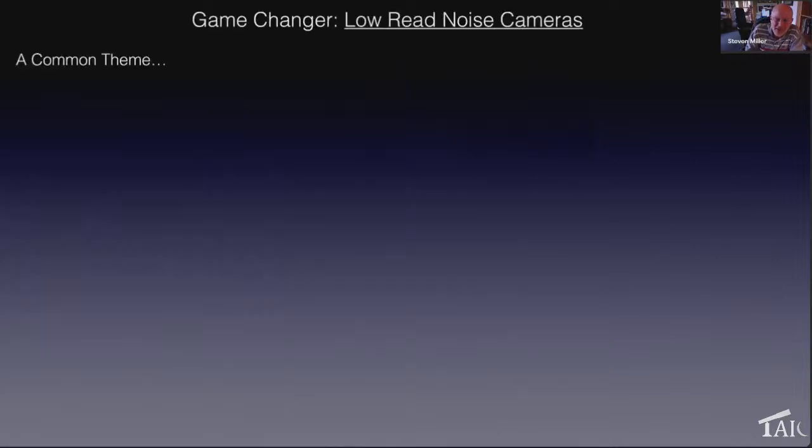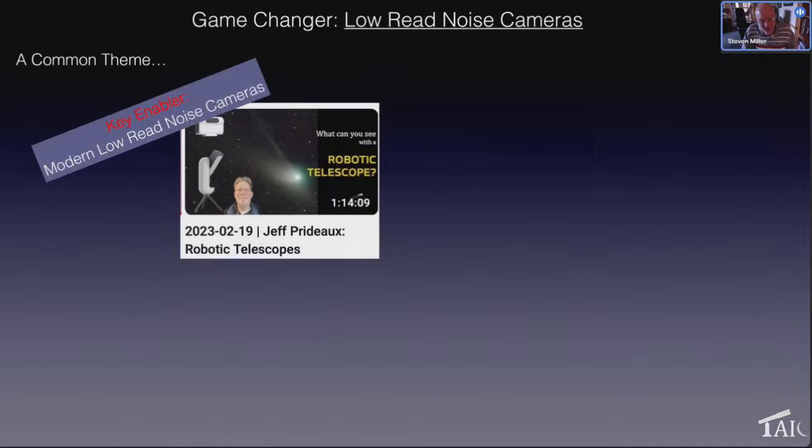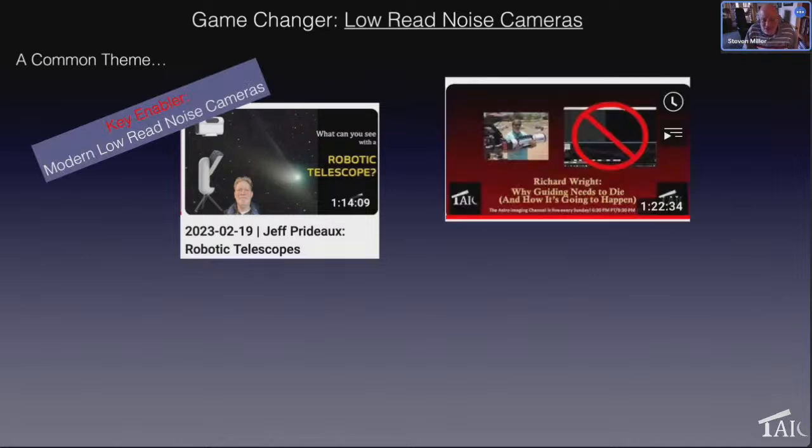Keep going. So the game changer here really is low read noise cameras. It's been a common theme on this astro imaging channel. Jeff Prudhoe talked about these robotic telescopes, and that they basically are alt-az telescopes. They do the same thing, short exposures, they integrate all together, they have to deal with field rotation. They just do it in a package that's all included. What's the key enabler? Modern low read noise cameras.